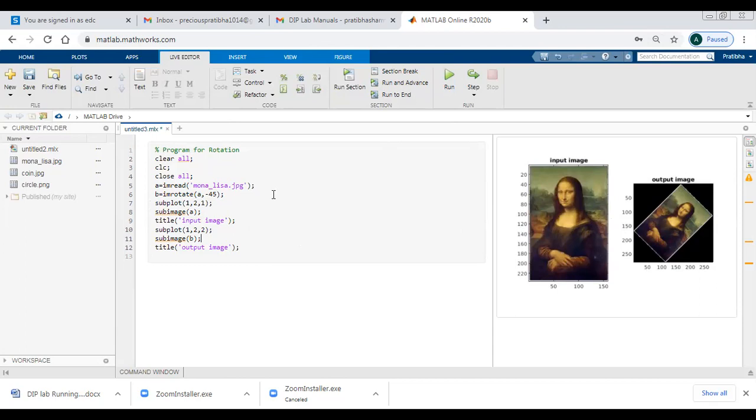So it is all about the program for the experiment on rotation of the image. In our next lecture, we will see resizing of the image.